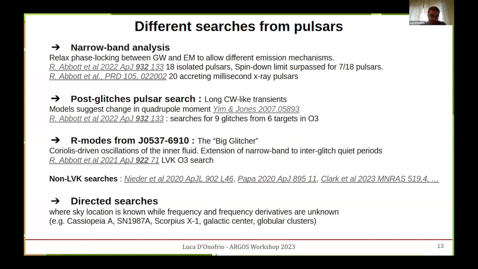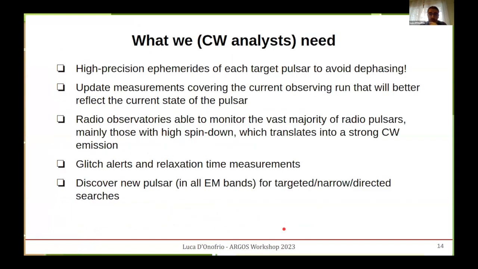And of course, these are less sensitive analyses, but they allow us to target, for example, supernova remnants or some spot in the sky, like the galactic center or a particular globular cluster. And I would like to conclude with this slide.